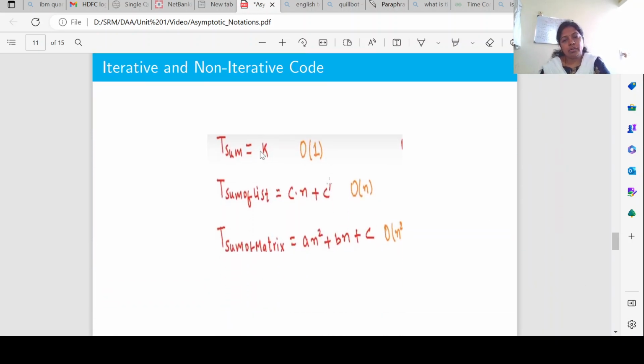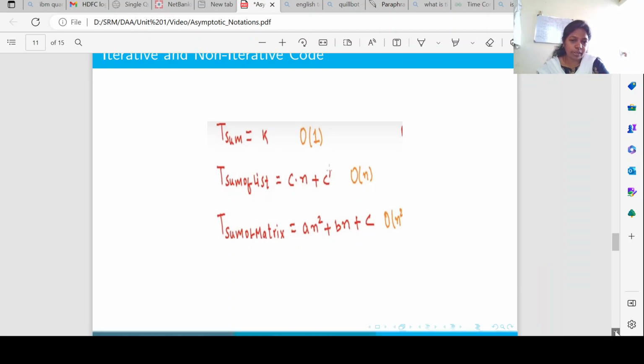Okay, so the first algorithm gives big O of 1 time. The second algorithm gives big O of n. The third algorithm, for example, T sum of matrix equals an square plus bn plus c. We know how to calculate a matrix. Usually, we will use two for loops to calculate a matrix, right? So the two for loops take n square time. So the total time taken by this algorithm is big O of n squared, right? It means we are replacing this time complexity with our standard function big O of n squared.